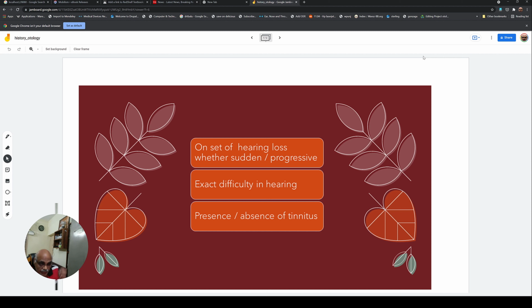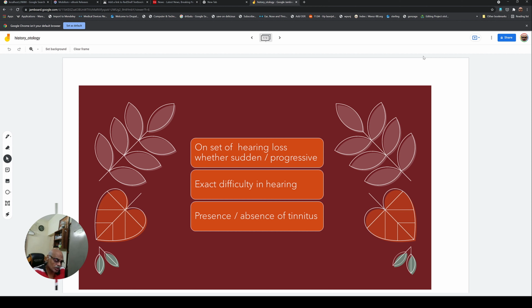Whereas the progressive hearing loss again can happen in the case of sensorineural hearing loss or in the case of aged patients due to presbyacusis, because of the age-related degeneration of the cochlear outer hair cells. So this is again a very important point which a clinician should bear in mind. Then again, in a patient with diabetes mellitus, the hearing loss can be sensorineural in nature and also progressive in nature. And then the next comes the exact difficulty in hearing.